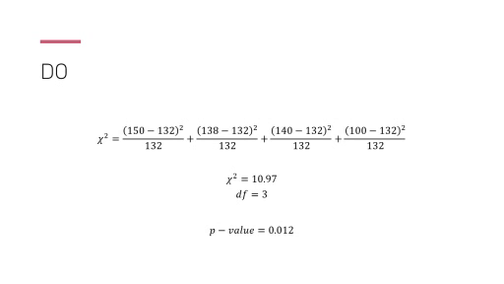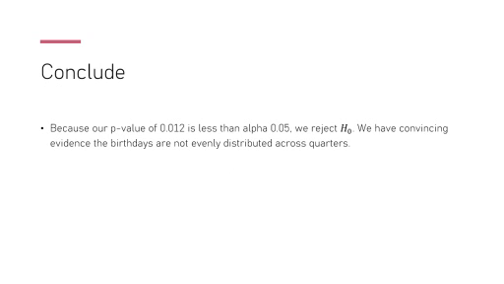After you calculate all this and add them all up, you get a chi-squared of 10.96, or 10.97 rounded. The degree of freedom is 3, and the p-value, which you get from your calculator, was 0.012. Since that p-value of 0.012 is less than the alpha that was given, you would reject the null hypothesis. You do have convincing evidence that the birthdays are not evenly distributed across the quarters.